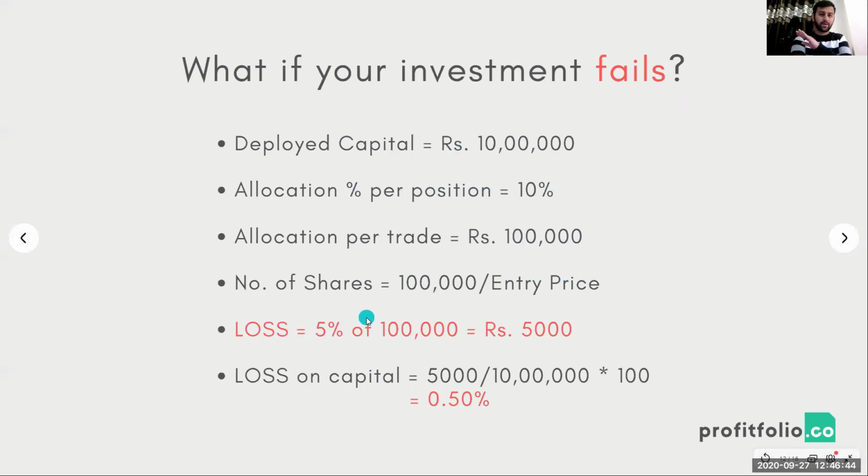So let's say your stop loss is hit, and you had to exit. So 5% of 1 lakh comes to 5,000 rupees. That is absolutely fine. We lost 5% in a particular trade. But if you see the loss on the capital, that is a little lower. Not a little lower, it is very small, right? Basically, you are risking only 0.5% of your capital. How? I'll tell you. You are losing 5,000 and your actual capital is 10 lakh rupees, 5,000 divided by 10 lakh multiplied by 100 comes to 0.5%.